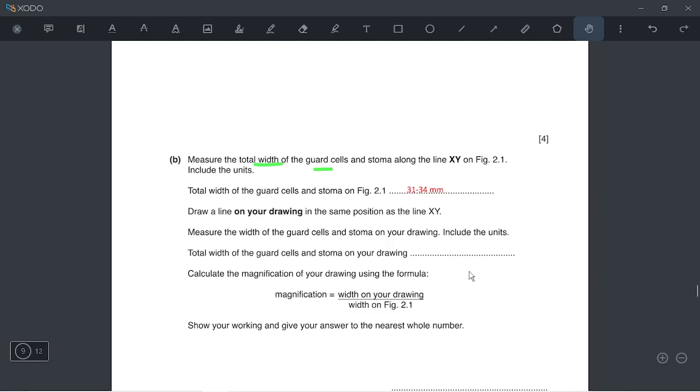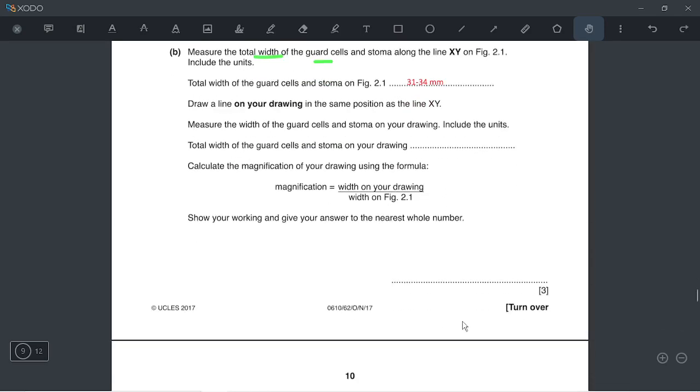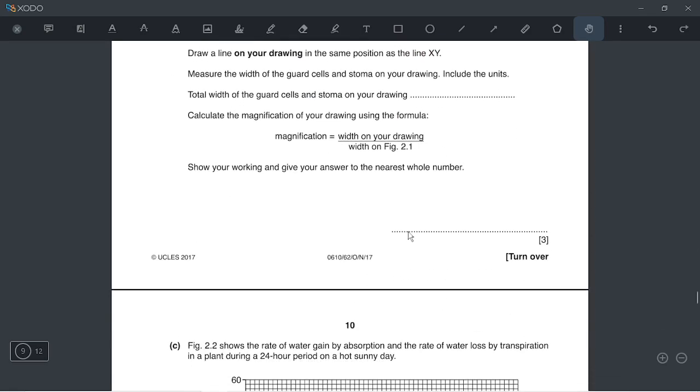You will be drawing in your paper, and then that measurement you will be writing here. The values you can apply to calculate the magnification: width on your drawing and width on figure 2.1. Figure 2.1 is given only. You can measure with a scale, and then you can calculate and you will get your answer.